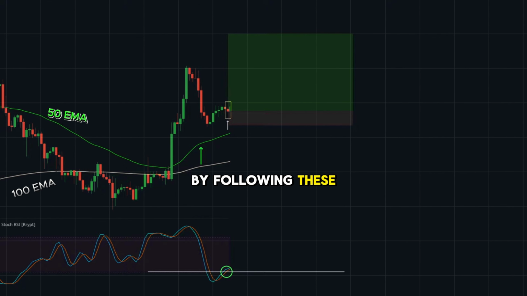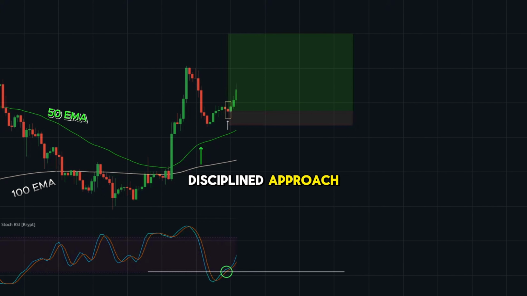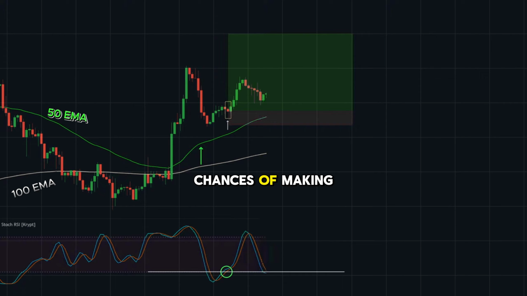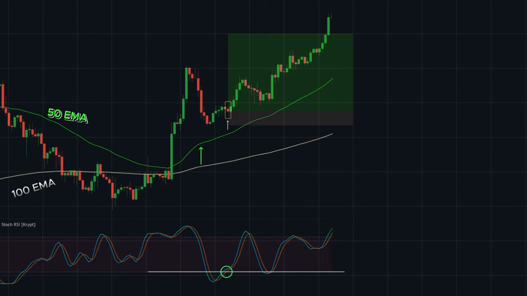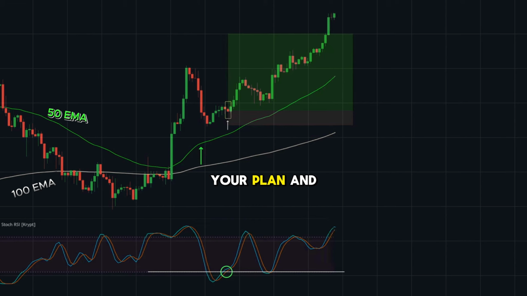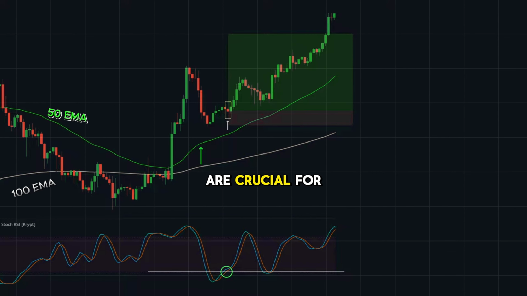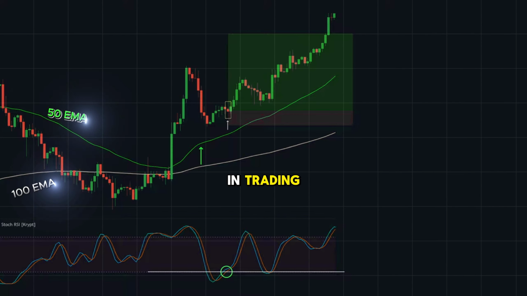By following these rules and maintaining a disciplined approach, we increase our chances of making profitable trades while effectively managing risk. Remember, sticking to your plan and being consistent are crucial for long-term success in trading.